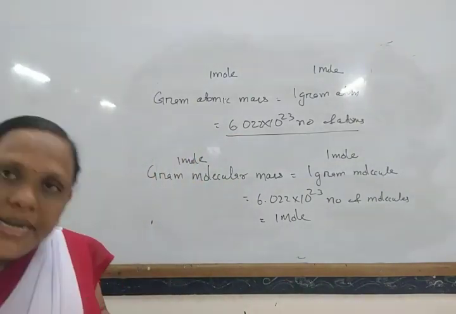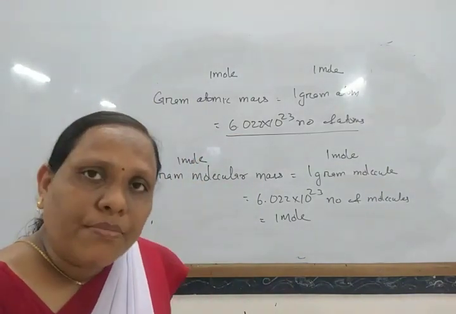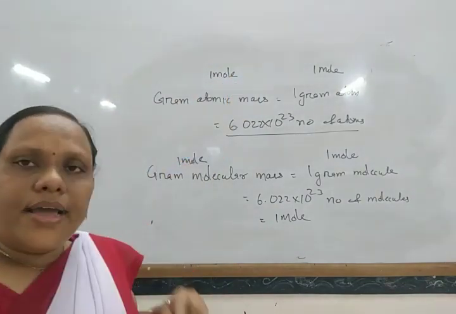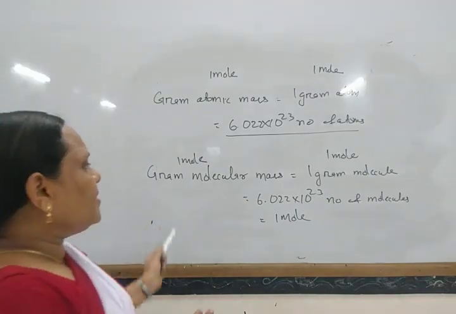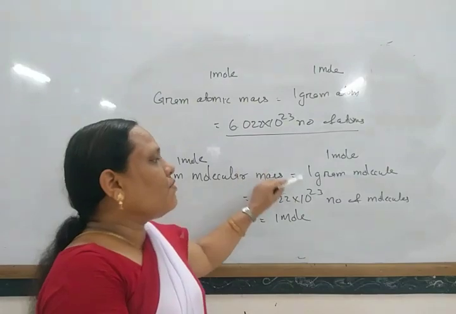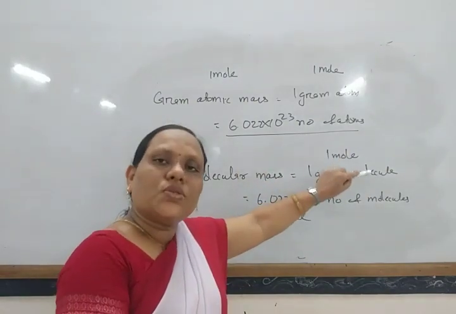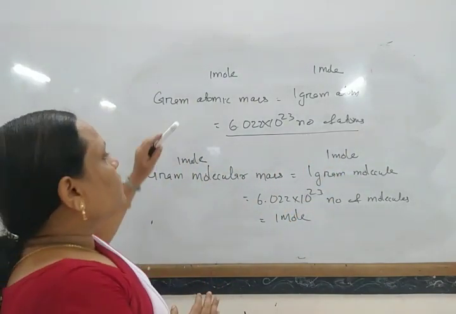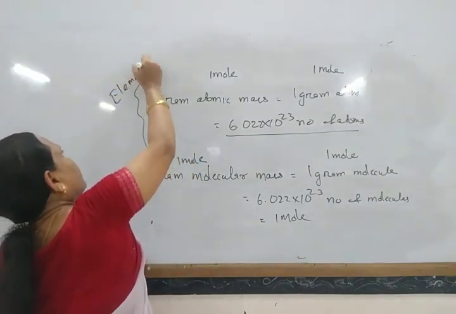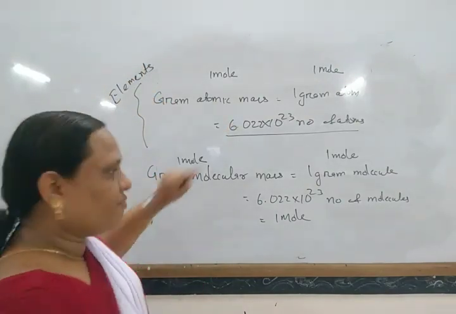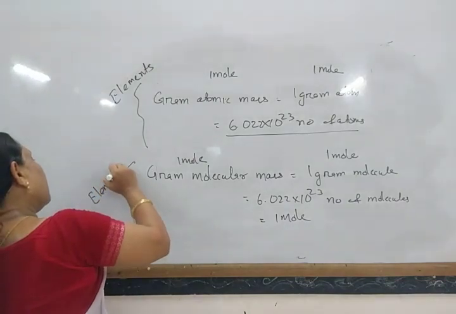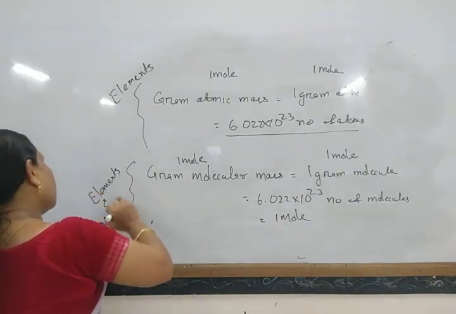So for elements which exist in atomic form, gram atomic mass is equal to 1 mole. For elements or compounds which exist in molecular form, gram molecular mass, or 1 gram molecule, is also 1 mole. So this is for elements which exist in atomic form, and this is for elements and molecules.